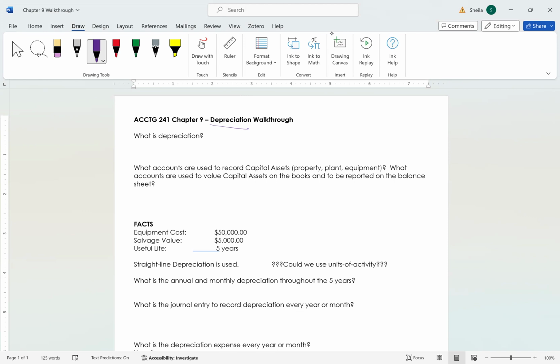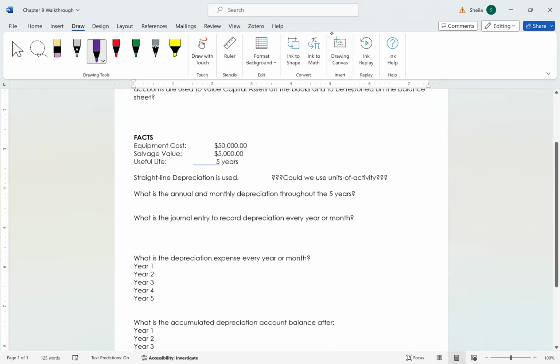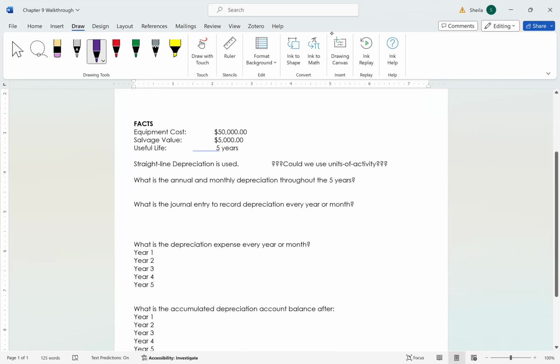So, I'm not going to fill out what is depreciation and what accounts are used. I want you to come back to that after we've walked through the scenarios down below. So, here are some facts.